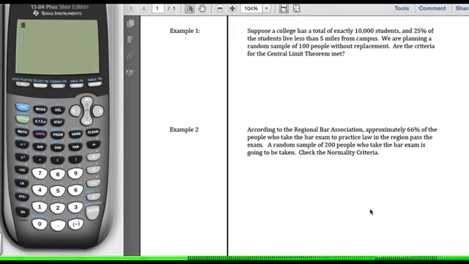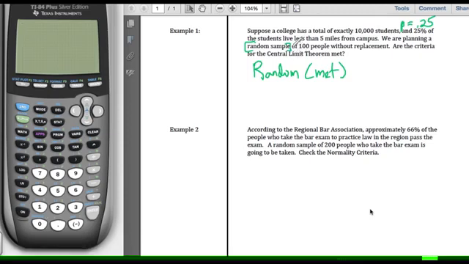Example 1 is a scenario we've seen before. So suppose a college has a total of exactly 10,000 students, that's our population, and 25% of students live less than 5 miles from campus. So that is our P, it's 0.25, that's from the population. We are planning a random sample of 100 people without replacement. I want to know, are the criteria for the central limit theorem met? So first thing you need to check is, do we have a random sample? I can say that is met. So right here it says we're planning a random sample of 100 people.